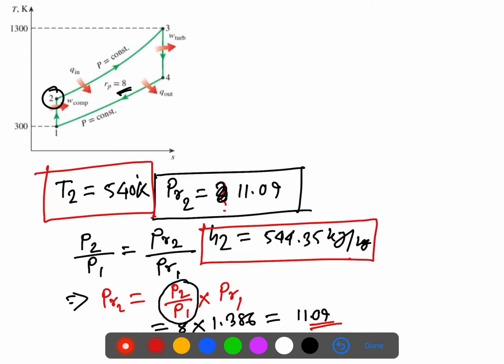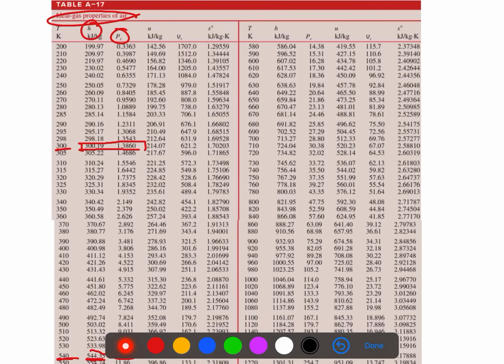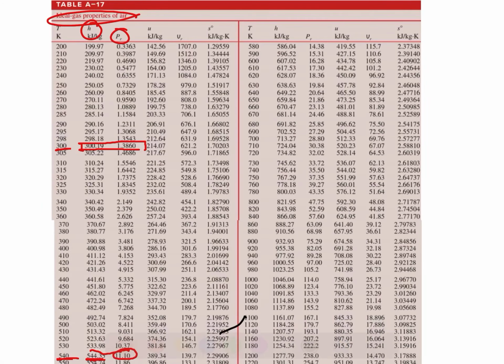So now we have done this. And the other part is, we know the turbine inlet temperature, isn't it? We need to calculate the turbine outlet temperature here. Turbine inlet temperature is 1300. So we can say this is part B or part 2. So we know the temperature T3 is equal to 1300 Kelvin. So for this 1300 Kelvin, you see what it is.